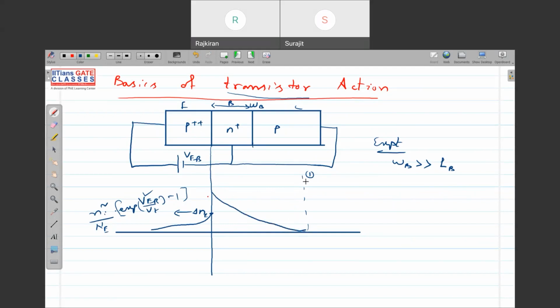If the length of the junction is very far, if my WB is very large compared to LB. LB is nothing but the diffusion length of the holes in the N region, which is the base. So LB is the diffusion length of the holes that have been injected from emitter to base. Since it is very small compared to WB, what will happen? Almost all of them will recombine before reaching the junction.